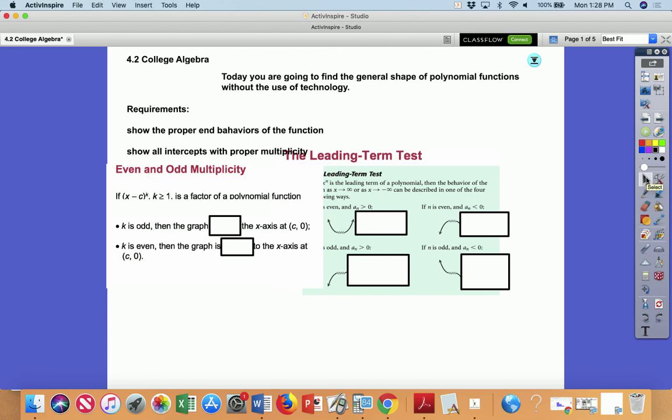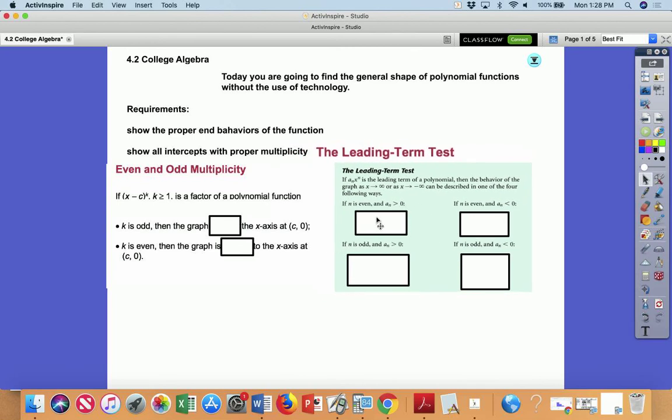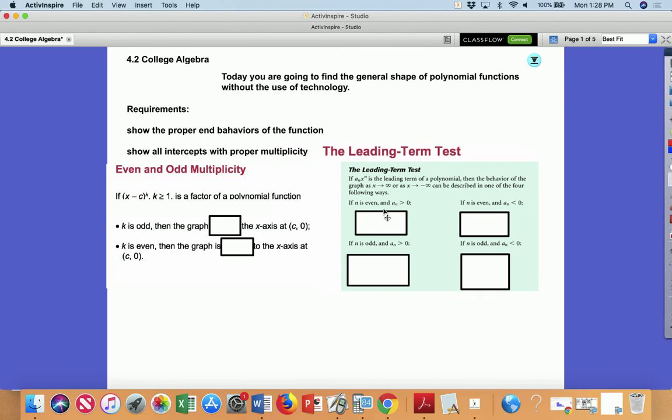I don't know what it shows on your paper. I might have slid this over or not. But if you've got an even function and you have a positive or a negative coefficient that's leading, what would it look like here? Okay, you're going to guess. You're going to go like this. So I'm going to let you think about it. You can look at your neighbors. You can cheat. I don't care. Even, positive leading coefficient. Go.